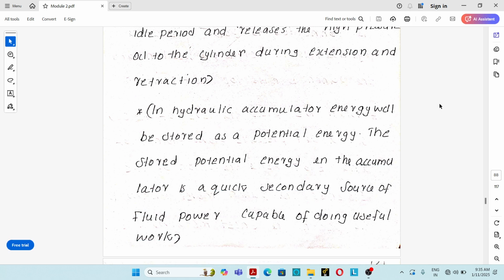So hydraulic accumulators are basically energy storing devices, and they are also known as a secondary source of energy in hydraulic circuits.